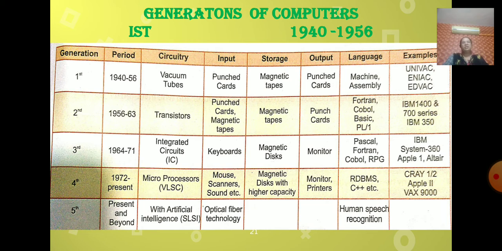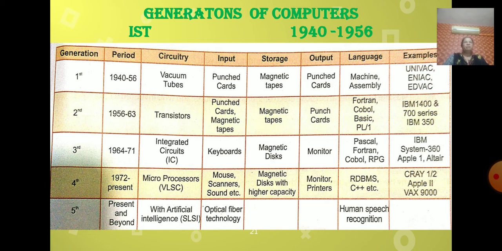Now 1972 to the present, the fourth generation computer. So which circuitry are they using? Microprocessor, that is VLSI, very large scale integrated circuit, right? Mouse, scanner, sound are input devices. The storage is magnetic disk with higher capacity.